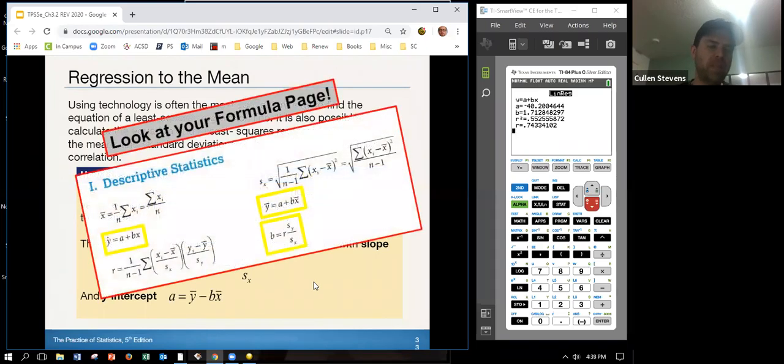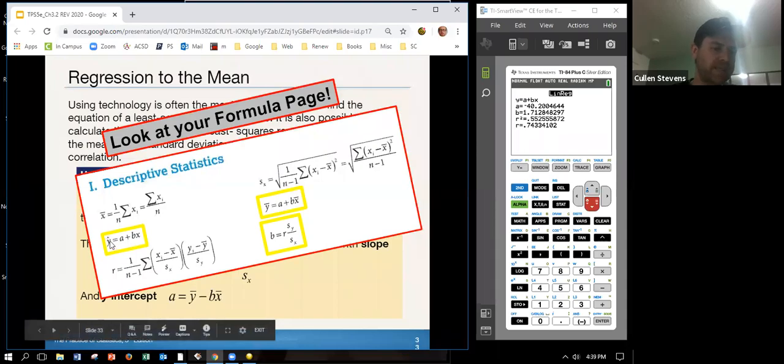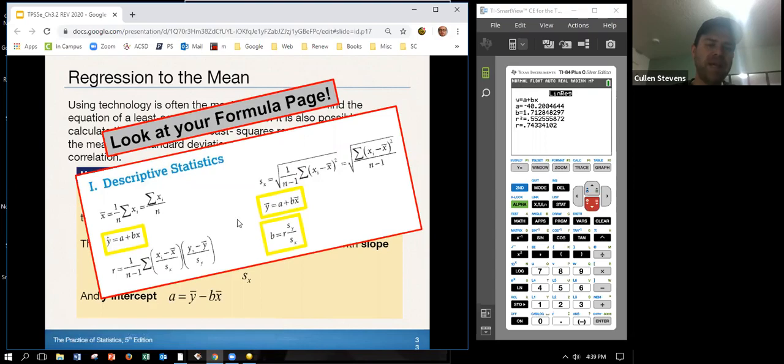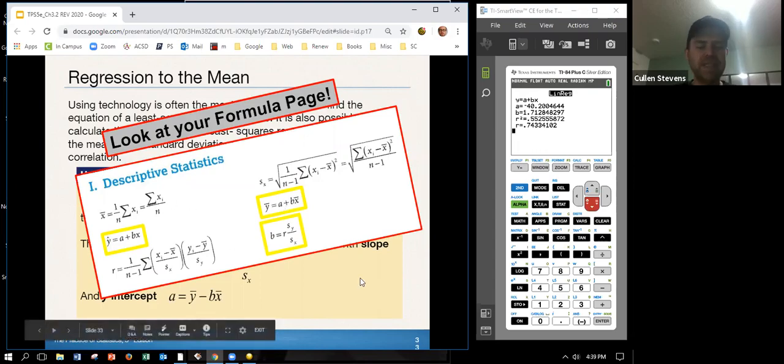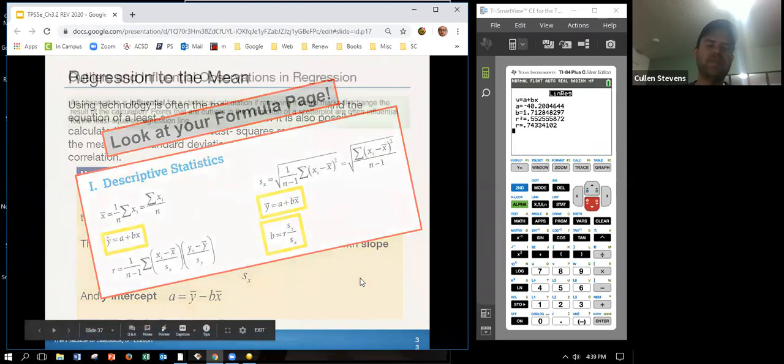So this is what your formula page looks like. We can see that it will remind us that y predicted is a plus bx. And if we needed to find those b's and the a's, they're there. Again, very uncommon that we have to do that in a normal year versus this year, but it is on our data, it is on our equation sheet.